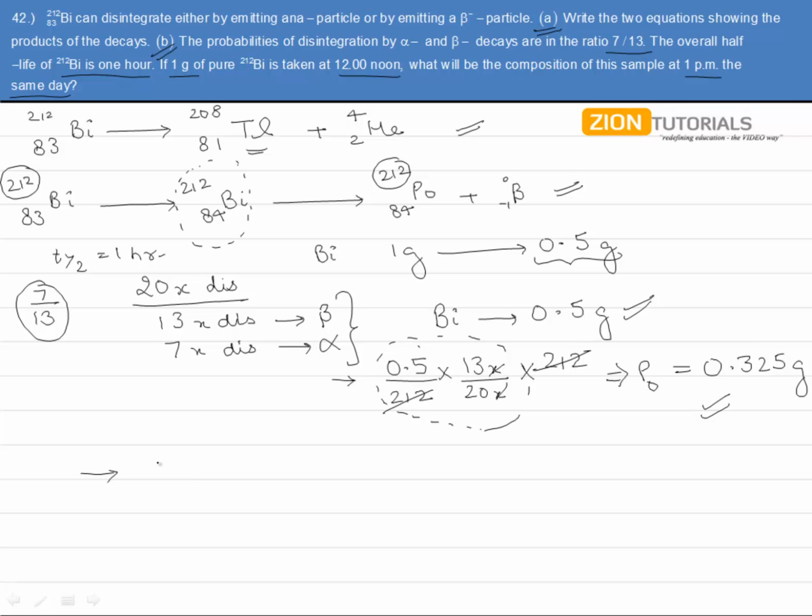Similarly, proceeding for the third, that is the mass of Tl. Here also, we have 0.5 over 212 moles of bismuth being disintegrated. These are the total moles that disintegrated, into the fraction that is 7x by 20x. Now these are the moles that disintegrated via alpha decay. This is going to give us the moles of Tl. Now multiplying it by the molar mass, and we know that molar mass and the mass numbers are approximately the same, so multiplying it by 208, this is going to give us the mass of Tl, that comes out to be 0.175 grams.